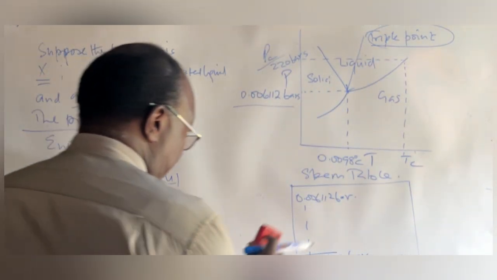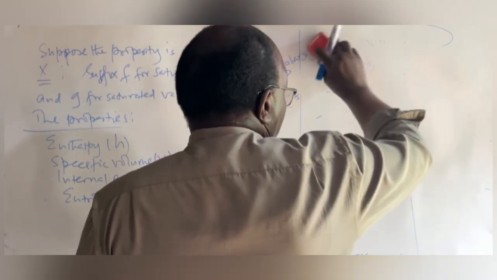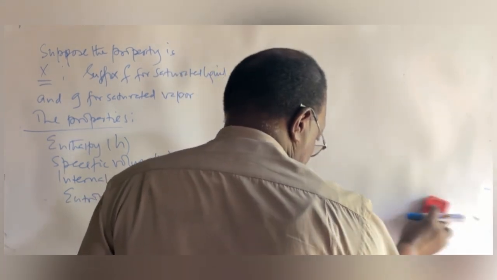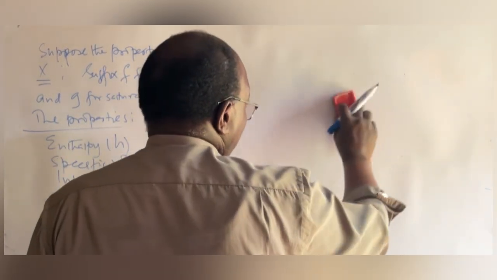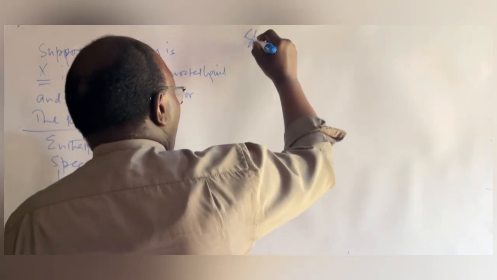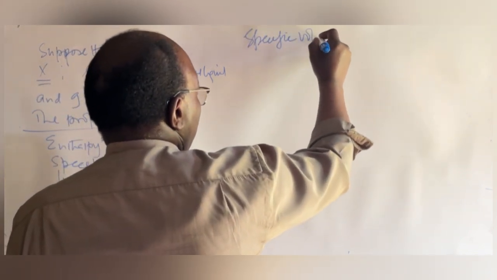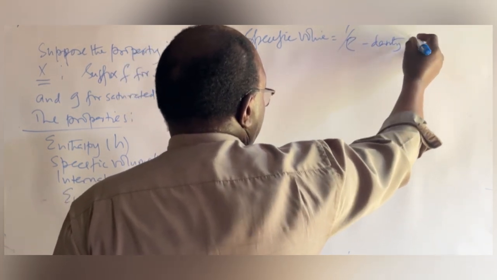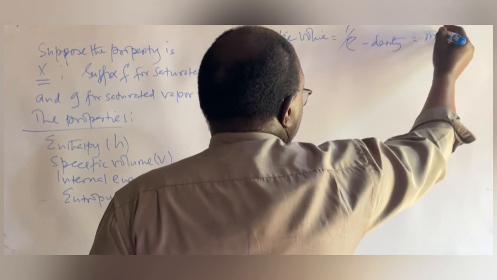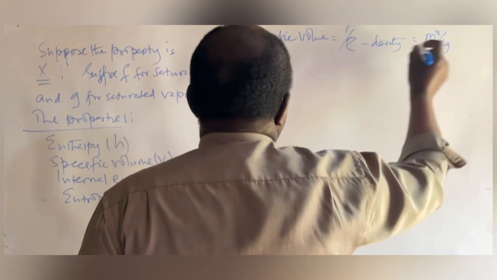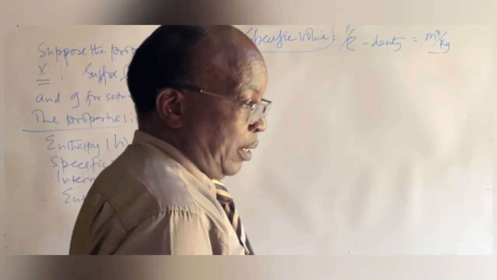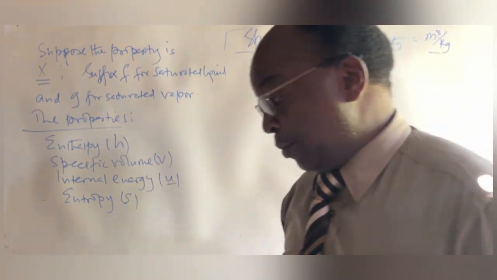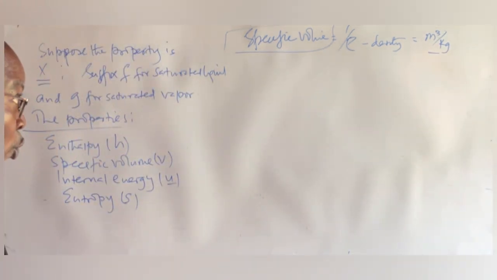Now, another thing which I need to mention at this particular point is the specific volume, because quite a number of people confuse that. Specific volume is the reciprocal of density. And its units are meter cubed per kilogram. Always remember that. So you have to be very careful when you're dealing with volume and when you're dealing with specific volume. You need to know what you're talking about.